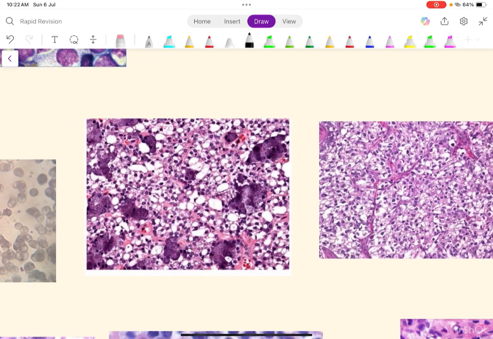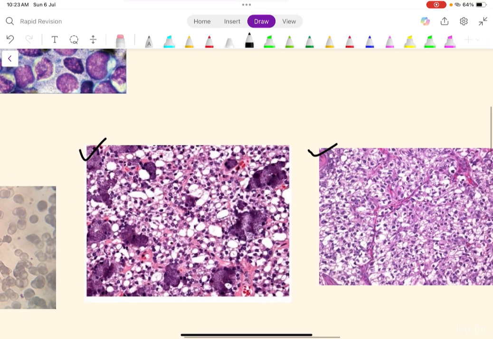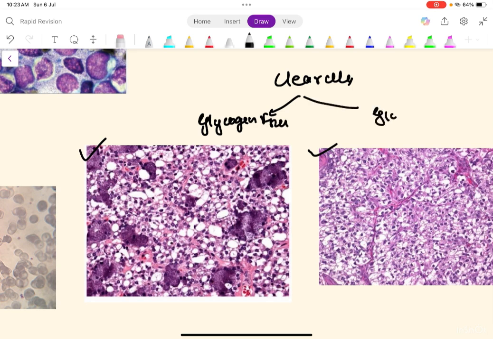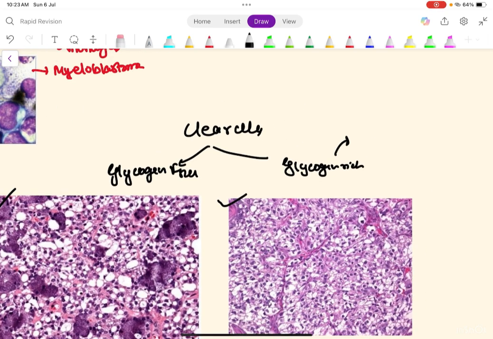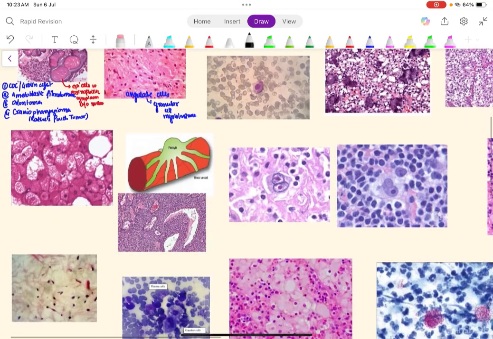So look at this and look at this. Both are clear cells. Now this is glycogen free and this is glycogen rich. Maybe just remember the conditions. Glycogen rich ones are LPC and gingival cyst of adult, and glycogen free are acinic cell carcinoma and mucoepidermoid carcinoma.